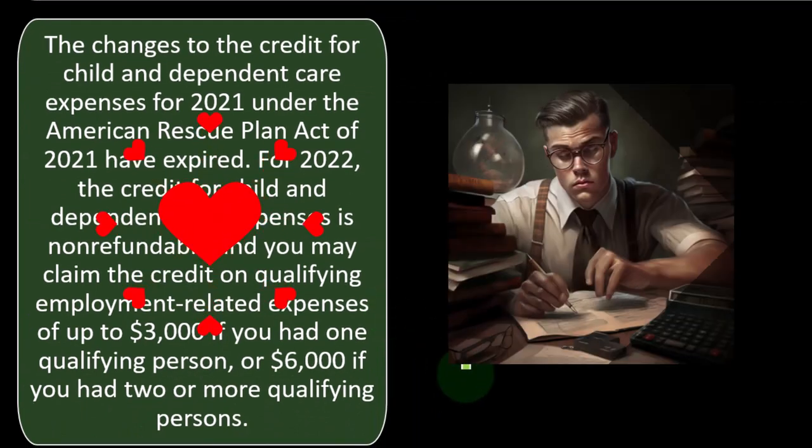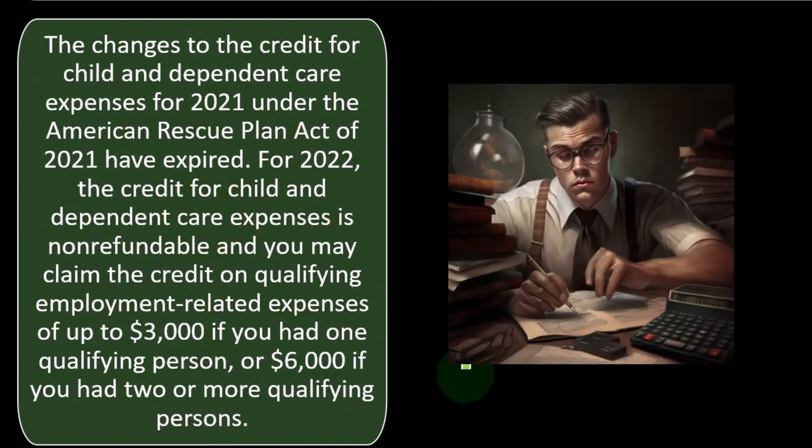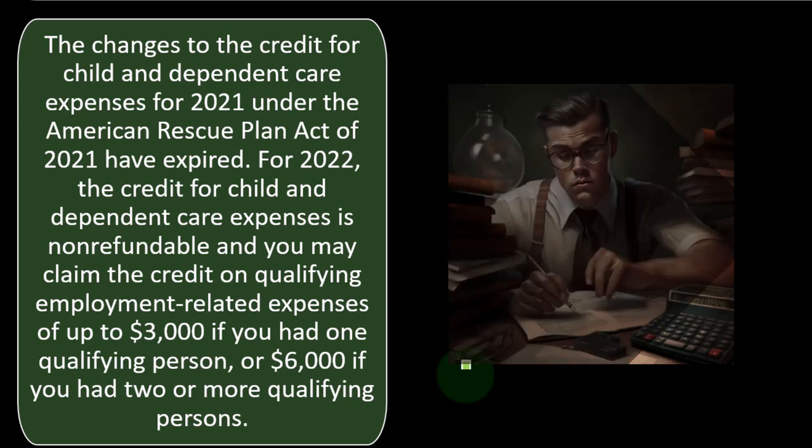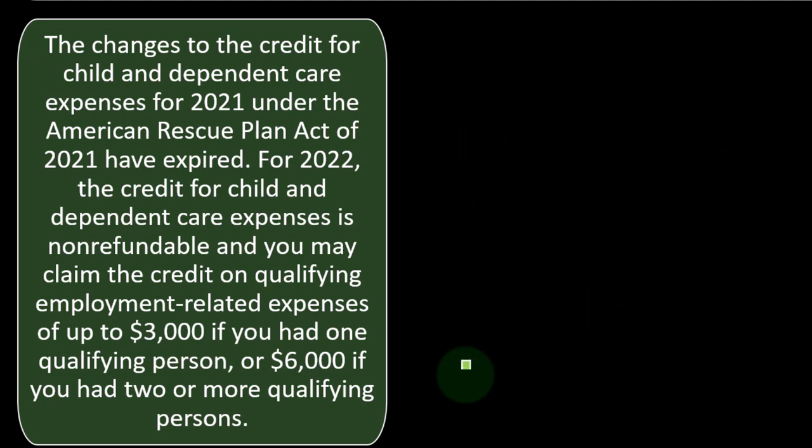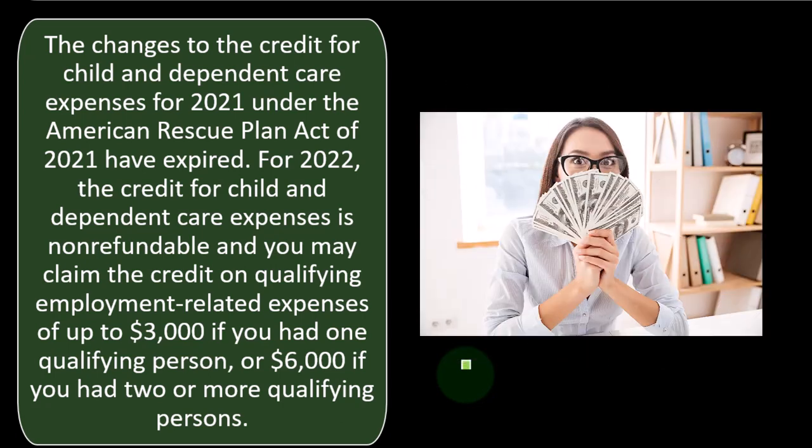And so the changes to the credit for child and dependent care expenses for 2021 under the American Rescue Plan Act of 2021 have expired. For 2022, the credit for child and dependent care expenses is non-refundable, so it doesn't go below the zero threshold.